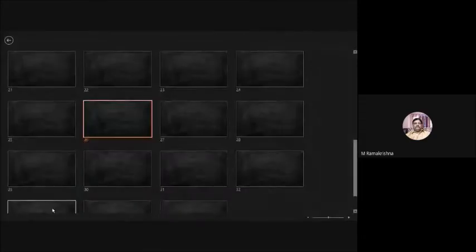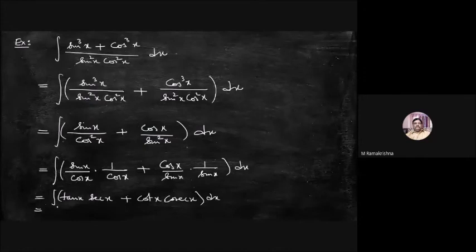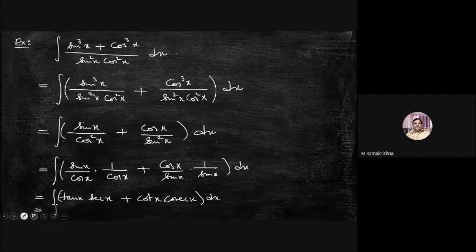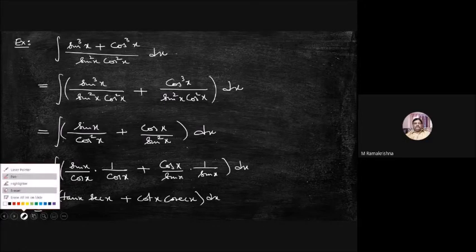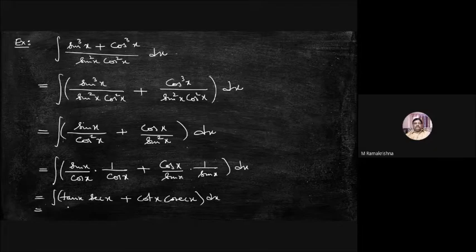Now, if you apply the integration, integration of tan x secant x, you can directly write secant x. No need of writing integration again here. Integration of tan x secant x is secant x. Integration of cot x cosecant x is minus cot x, minus cosecant x plus c. Hope you have understood this problem.